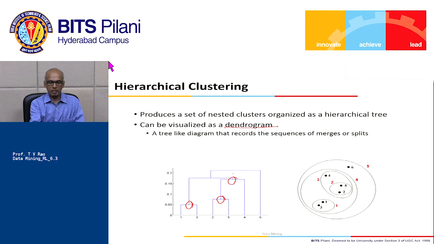So as you can see here, these are representing the points of merger or splits. If we are going from n clusters, where n is the number of points, then we need to do a merger. And if we are starting with a single cluster and dividing, then we need to do a split.